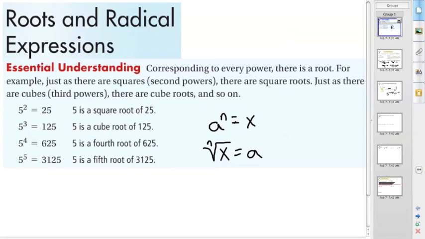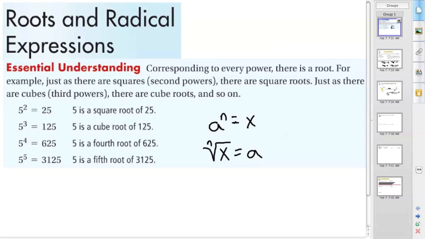This is going to be an introduction to roots and radical expressions. So our essential understanding is corresponding to every power there's a root. Just like we've been dealing with square roots, we're now going to get into the third roots, the fourth roots, and the fifth roots, and so forth. So I'll give you an example.